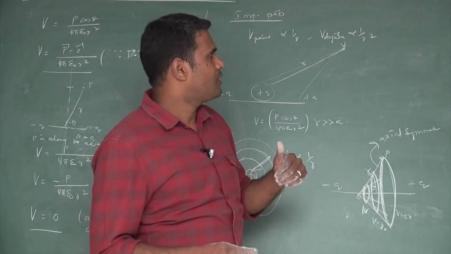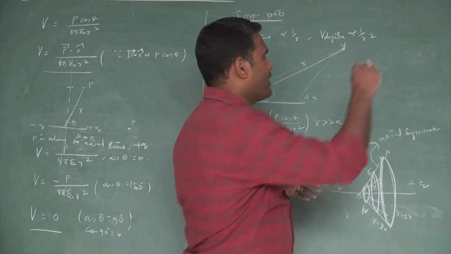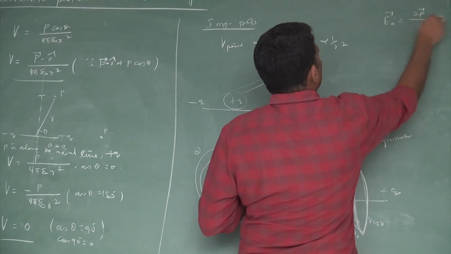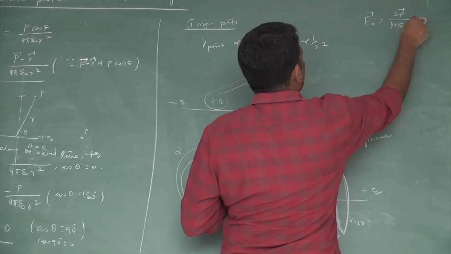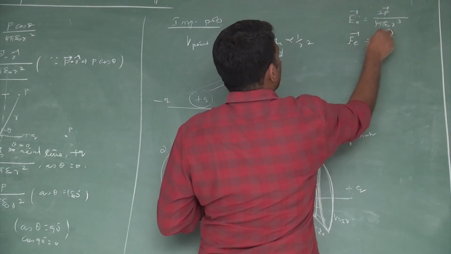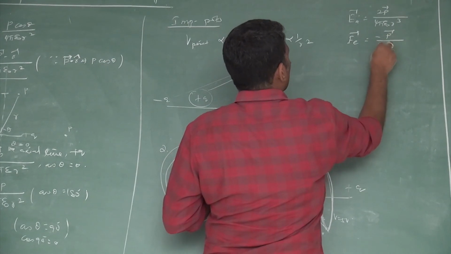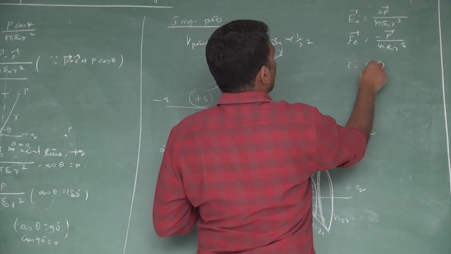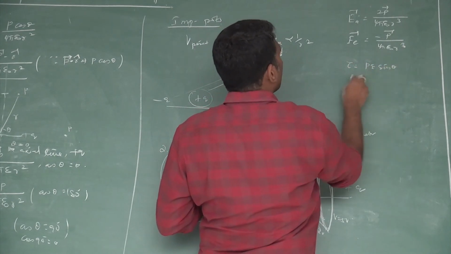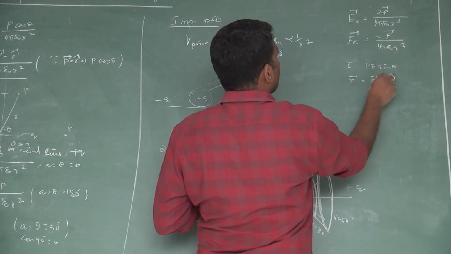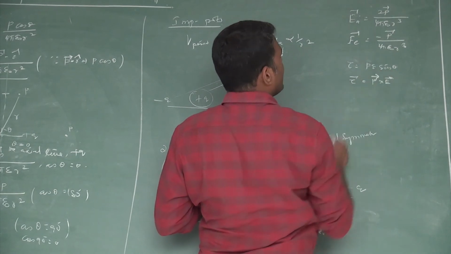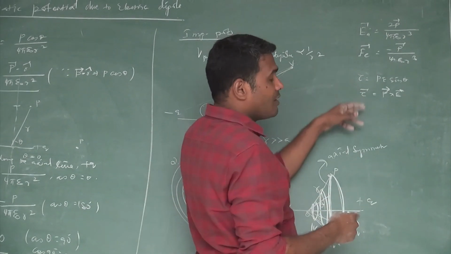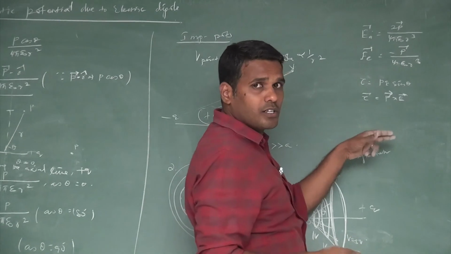So I can list out the field along the axial line. What we derived is E axial is equal to 2p vector divided by 4 pi epsilon naught r cube. Field along the equatorial line is minus of p vector divided by 4 pi epsilon naught r cube. Then we spoke about the torque, whose magnitude is tau equals p E sin theta. Its vector form is tau vector equals p vector cross E vector. These are the ideas we discussed. And then we spoke about the special cases of torque also, when torque is maximum, when torque is minimum.